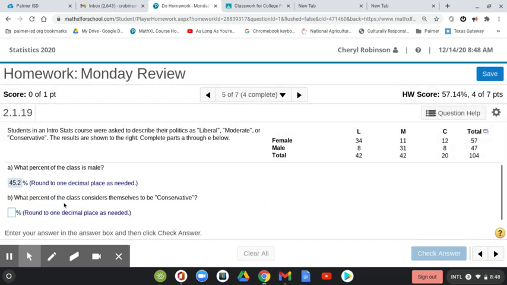It says what percentage of the class, so we're still talking about dividing by 104, considers himself to be conservative. So what is the conservative subtotal? 20. So 20 divided by 104, I have 19.2.